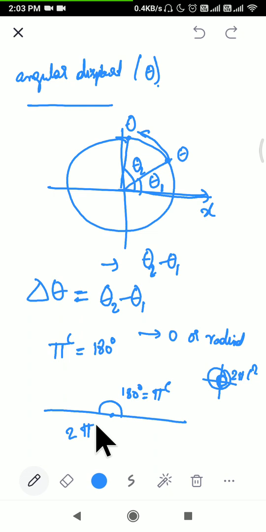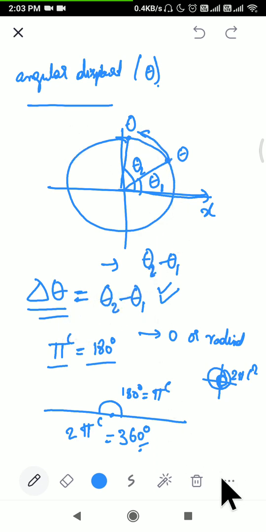2 pi radians is equal to 360 degrees. So this is the relationship between pi radians and 180 degrees, and this is the definition of angular displacement or change in angular position.